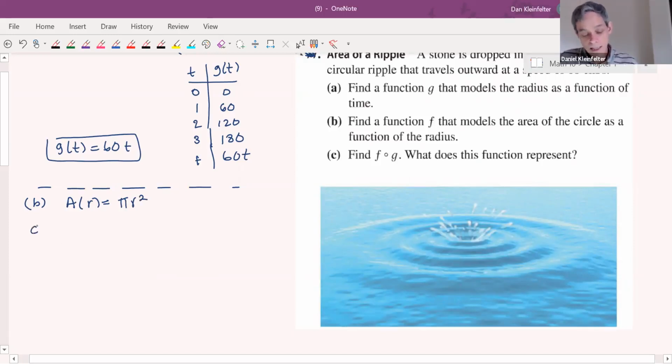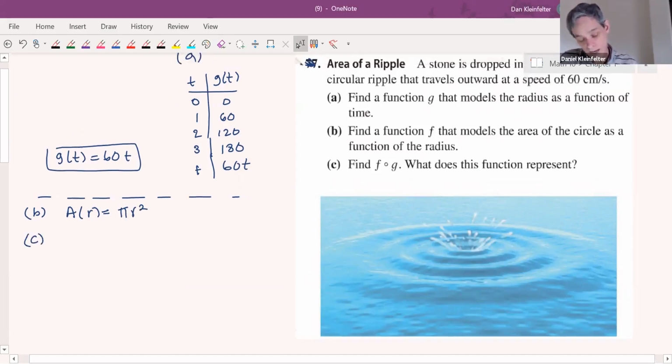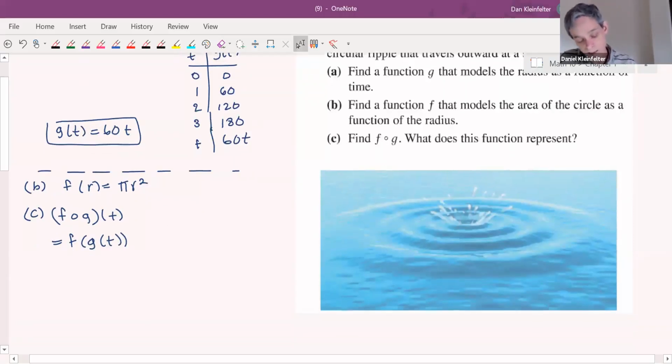For part C, we're to find f circle g. So I guess here, instead of calling that A, I should have called that f. Okay, so f of r. All right, so we want to find f circle g of t. So this means we're finding f of g of t, and we're supposed to tell what this represents.